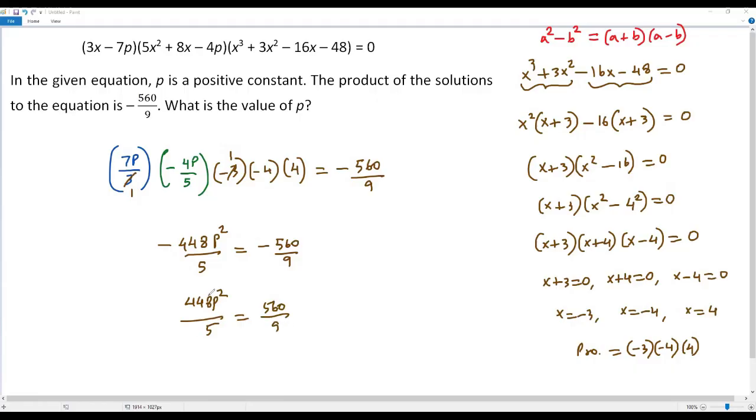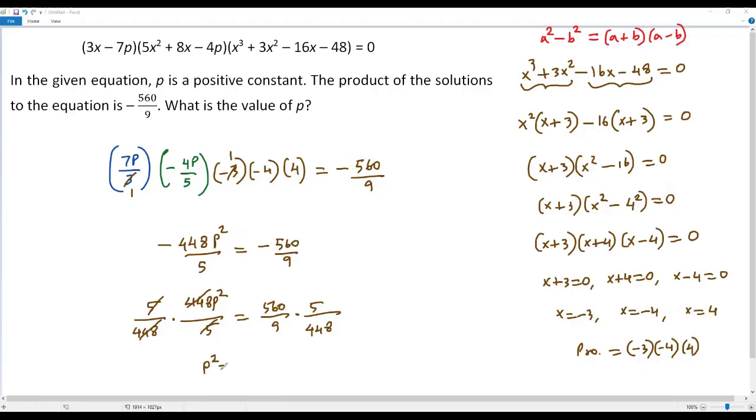Now to get rid of this 448 over 5, let me multiply both sides of the equation by the reciprocal of this fraction. That is 5 over 448. Let me do the same thing over here. That is 5 over 448. This one will cancel. This one will cancel out.